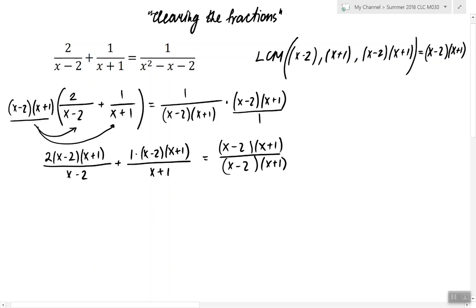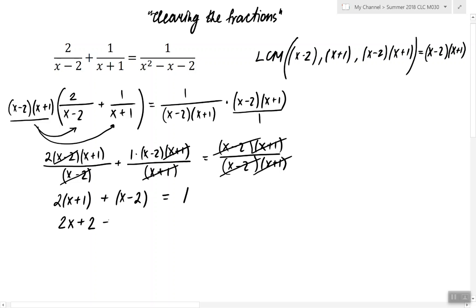And again, now you see why the method is called clearing the fractions. Once we multiply and distribute the least common multiple of all the denominators, now every denominator has something in the numerator to be matched with and therefore cancel. So now let's see what's left. On the left side we have 2 times (x + 1) plus 1 times (x - 2). And on the right side we just have 1. So once the fractions are cleared, we don't have a rational equation, and what we see here is a simple linear equation which we can solve by isolating the variable x.